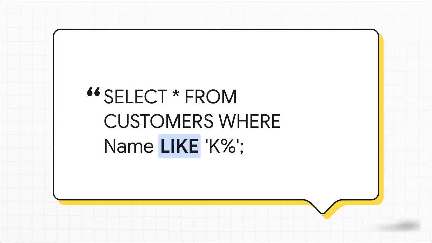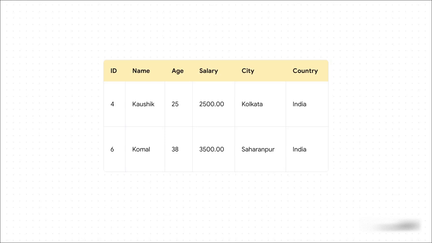So let's solve our starts with K mystery. The query looks like this. We select customers where the name is LIKE 'K%'. That little pattern, K%, is telling the database, find me any name that starts with a capital K, and I don't care what comes after it. And there you have it, Kaushik and Kamal. The database found them instantly. So even with a fuzzy partial clue, LIKE lets us crack the case.